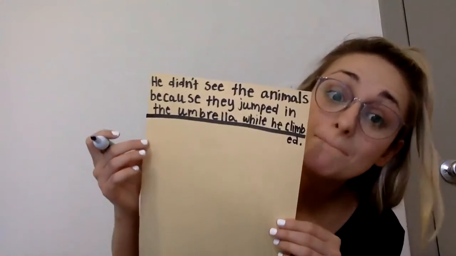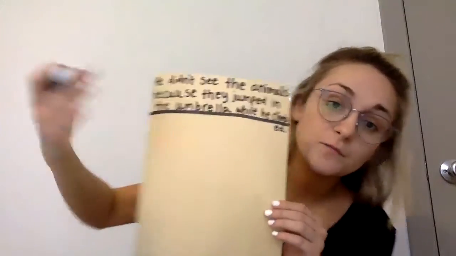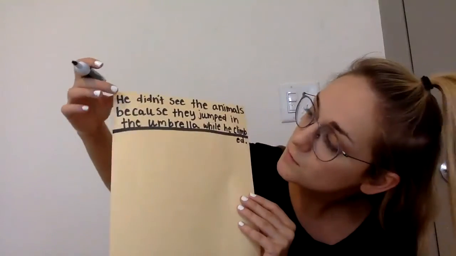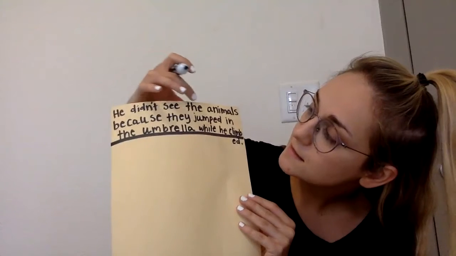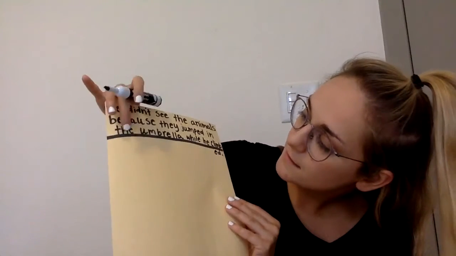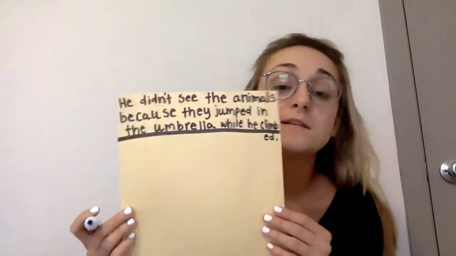So Miss Navarro ran out of some room. This is why you were going to do this in pencil instead of marker like I did, so you can make sure you have enough room for your sentence. But your sentence should explain why he didn't see any of the animals. So mine says he didn't see the animals because they jumped in the umbrella while he climbed. So yours can say something like that.